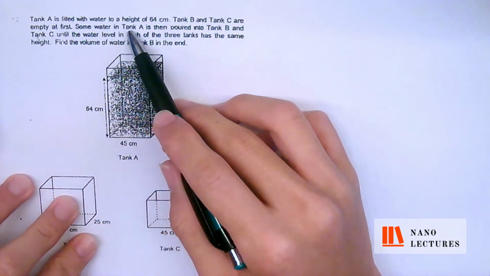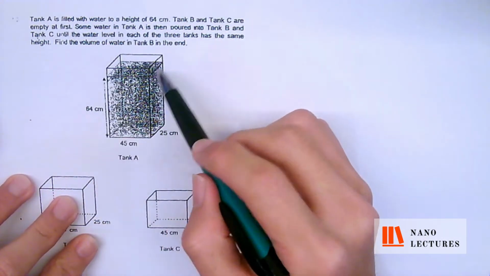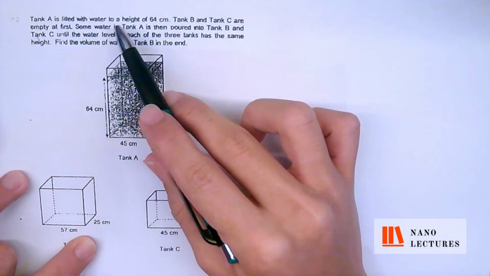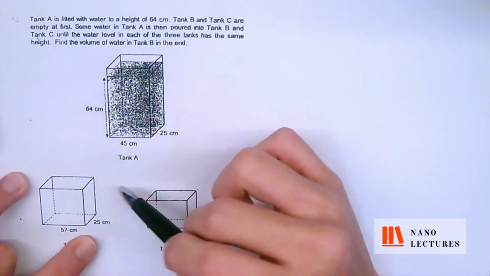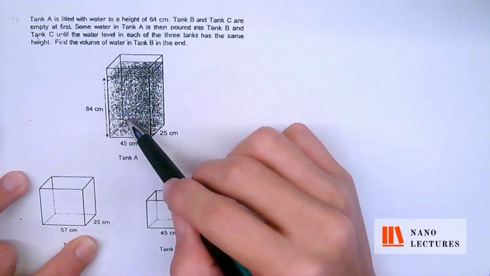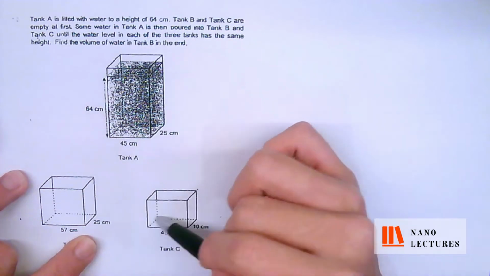Tank A is filled with water to a height of 64, until 64 only. Then they say that tanks B and C are empty at first, so no water. Some of the water in tank A is then poured into B and C until the water level in the three tanks has the same height. Find the volume of water in tank B in the end.